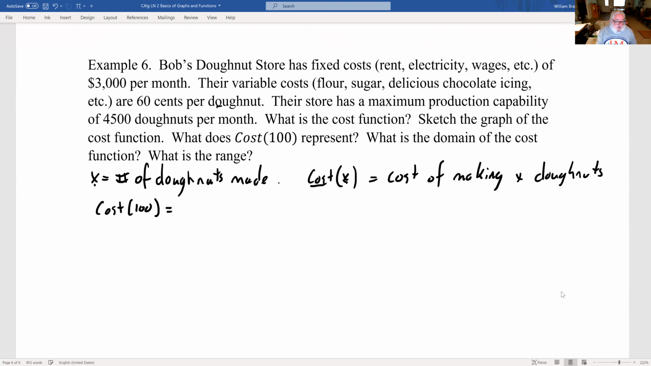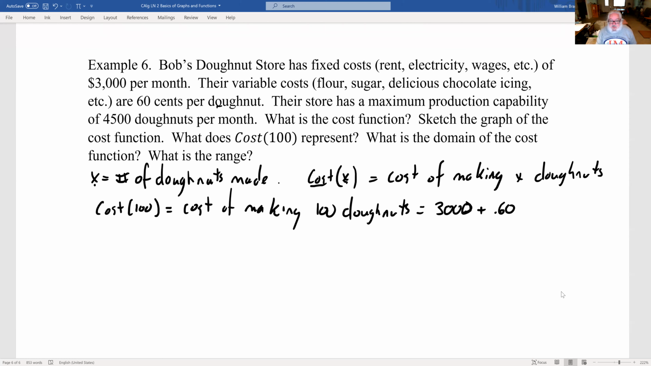So cost of 100, whatever that is, that's the cost of making 100 donuts. And we can calculate that pretty easily. You have to pay $3,000 just for having your donut store be open. And then you're paying 60 cents, which is $0.6, for each donut, and you're making 100 donuts. So the variable cost is $60 on donuts. So the cost of making 100 donuts is $3,060.